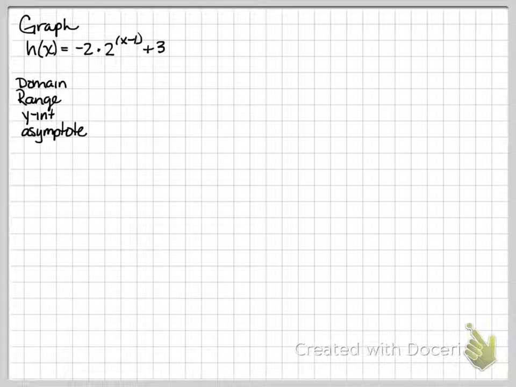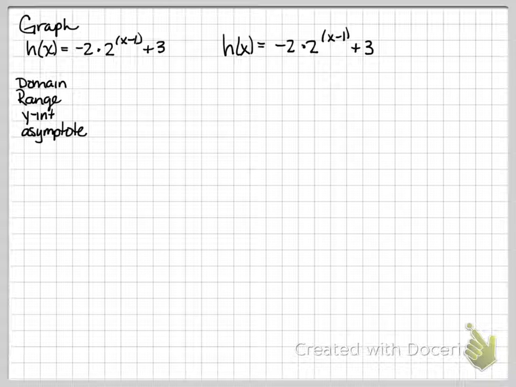So we have our equation here of h of x equals negative 2 times 2 to the x minus 1 plus 3. This is our transform function. Our mother function is actually 2 to the x. So this value of 2 right here, that's our base. And so we're transforming from 2 to the x to negative 2 times 2 to the x minus 1 plus 3.